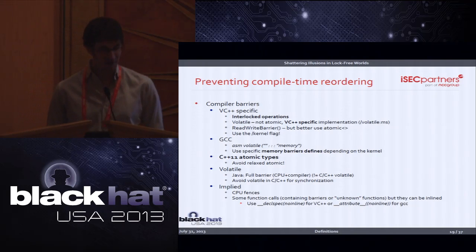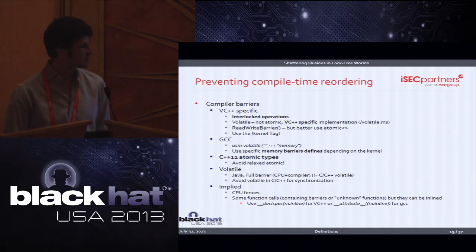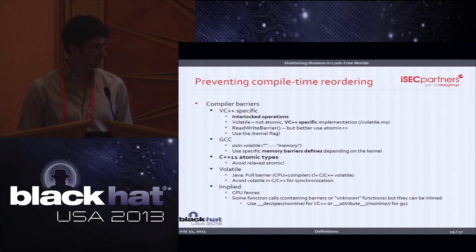So I listed here barriers that should be used to prevent compile-time reordering. Some of them are specific, such as the interlocked operations or C++ atomic types, which should be the best things to use here. Some of them are also implied to be compiler barriers, such as most of the hardware barriers, as well as some function calls. Even though some of them are oftentimes inlined, so you can't really rely on that effectively. You may need to use a compiler directive to force it.